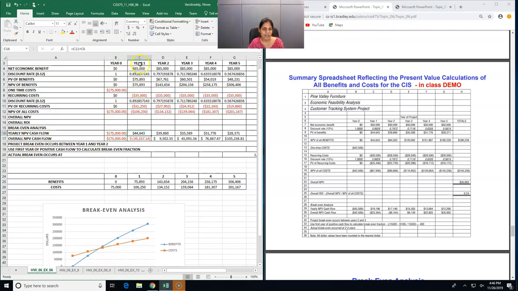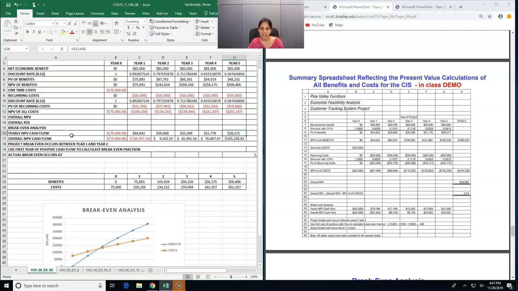Similarly, for year 1, it is PV of recurring costs plus PV of benefits. For year number 3, PV of recurring costs, which is this value, plus PV of benefits, which is this value. We add those two values, E11 plus E6. Similarly, PV of cost plus PV of benefits for year number 4, and for year number 5. That is how we calculate this yearly NPV cash flow. It's nothing but PV of costs plus PV of benefits.